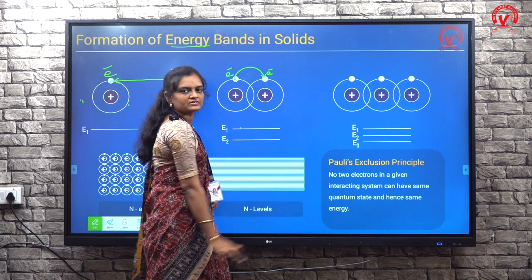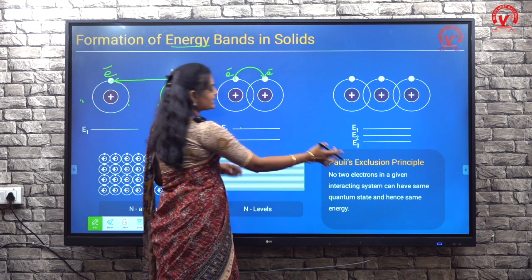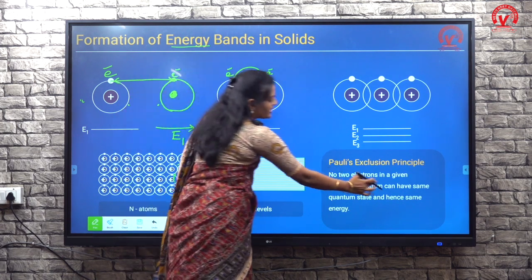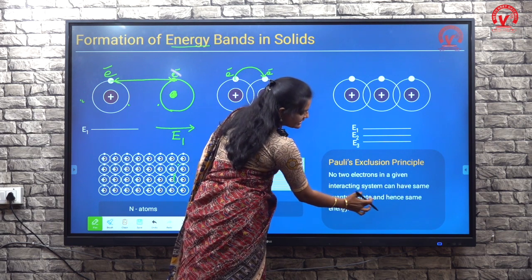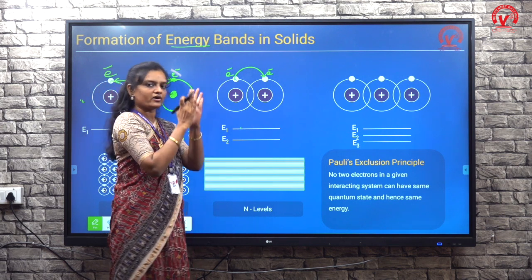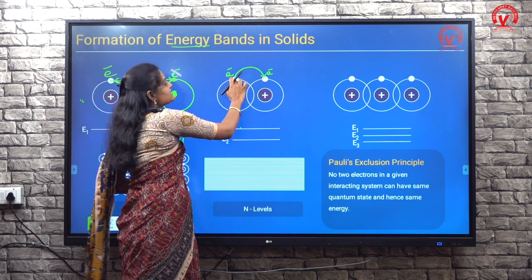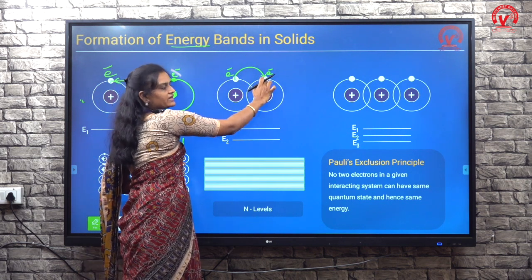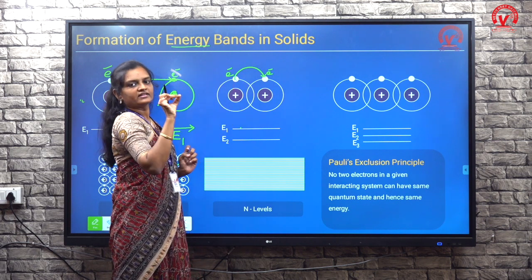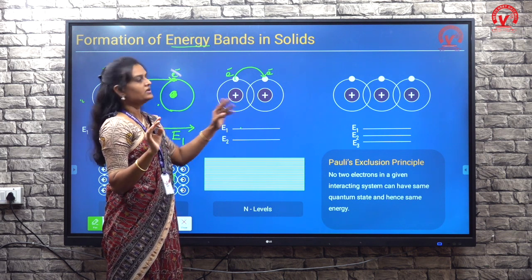What does Pauli's exclusion principle say here? No two electrons in a given interacting system can have the same quantum state and hence the same energy. So if two atoms are brought together, the energy level will not be the same as the original electron energy level. That is why the energy levels are split into two, E1 as well as E2.